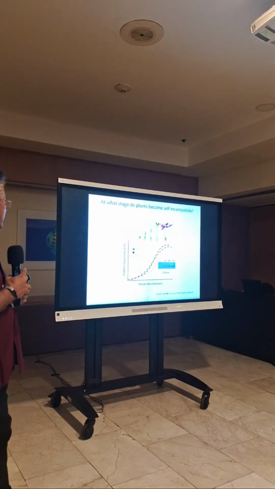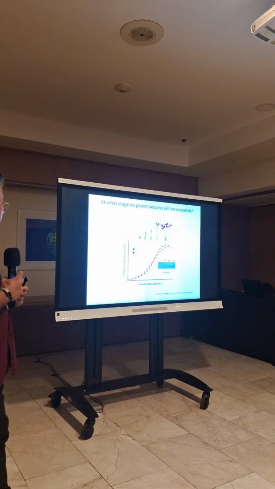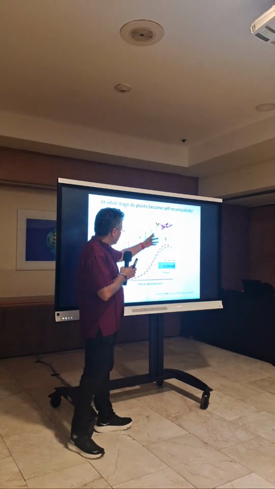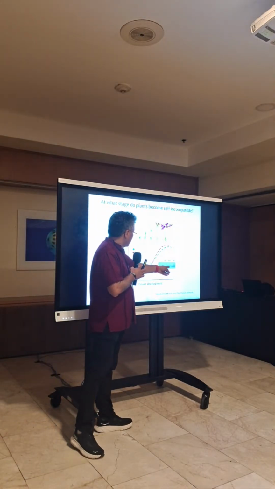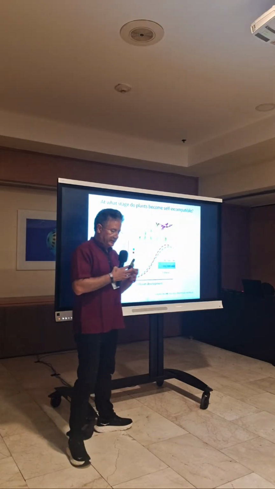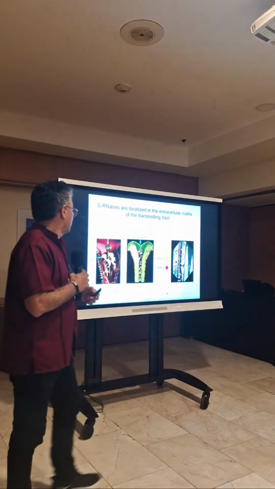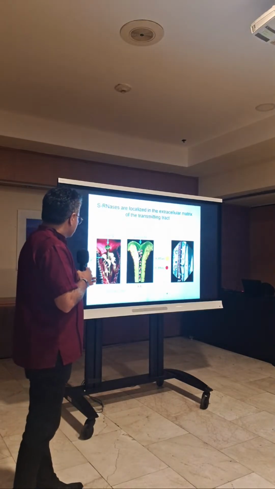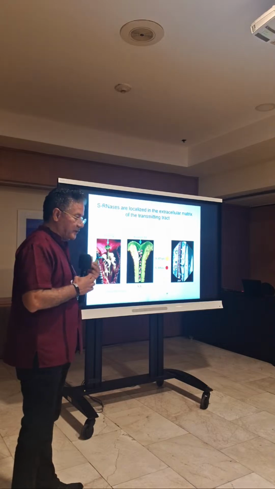So where the flowers reach self-incompatibility, this is when the flowers accumulate in the pistil a very large amount of the S-RNases, and this is when the flower opens. So in this talk, I'm going to talk more about the S-RNases and the female part.